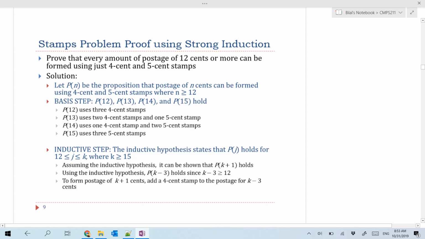If you want to get to the next even number, then you have to use two 5s and one 4, and so on and so forth. And this would repeat indefinitely. So just add 4 to one of these, and you will obtain 16. Add 4 to this, and you will obtain 17. Add 4 to 14, and you will obtain 18. Add 4 to 15, and you will obtain 19, and so on. This cycle will repeat again and again. So this is why we have these four base steps.